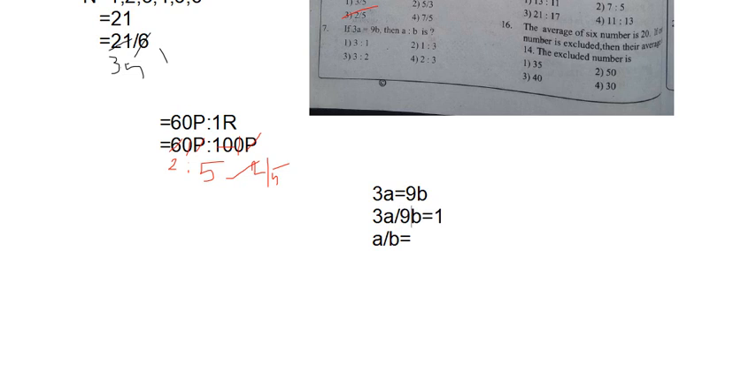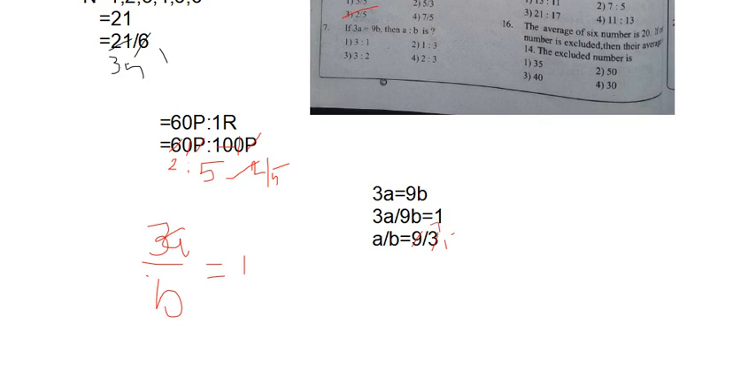Next, can I write 9 by 3? What I did here, did you understand that? From here, what I did means 3a by 9b is equal to 1, na? Here the denominator goes to the numerator and the numerator comes to the denominator. After that, do the simplification. 3 1s are 3, 3 3s are 9. Finally, your a is to b's answer is how much? 3 is to 1.